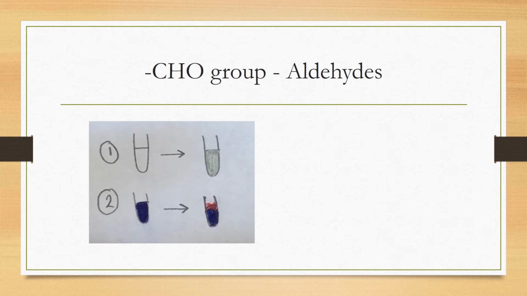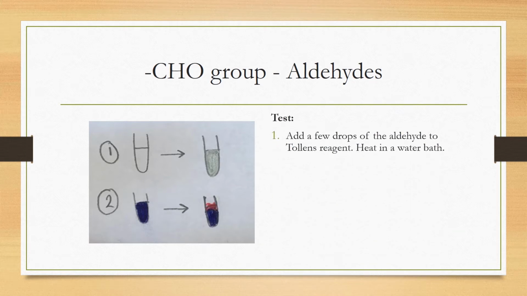Now, we'll talk about the test for the CHO group in aldehydes. There are 2 possible tests for this. The first is using Tollens reagent. Add a few drops of the aldehyde to around 2 cm³ of Tollens and heat in a water bath. If an aldehyde is present, a silver mirror will form on the inside of the test tube.